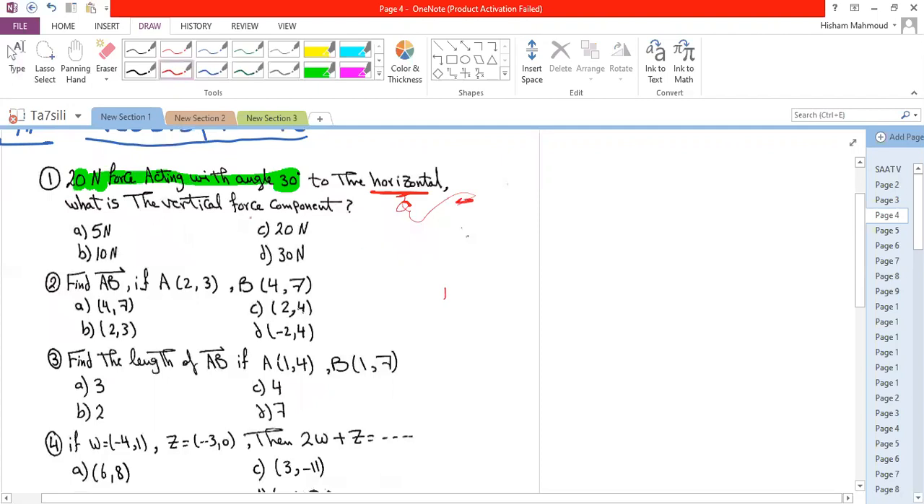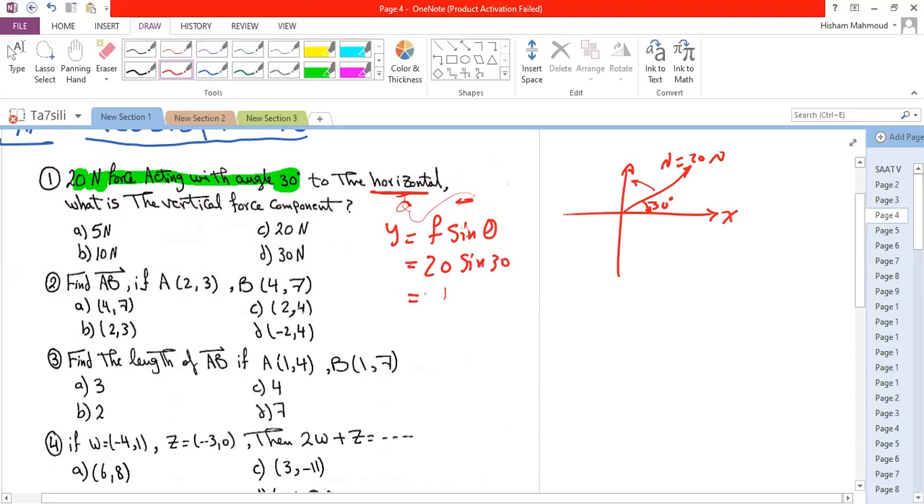What is the vertical force component? If you have a force acting with an angle of 30 degrees to the x-axis, and the force is 20 Newton, and you want to find the vertical component, you are going to find the value of y as F sine the angle. So 20 sine 30, and sine 30 is half. So 20 multiplied by half is 10 Newton.